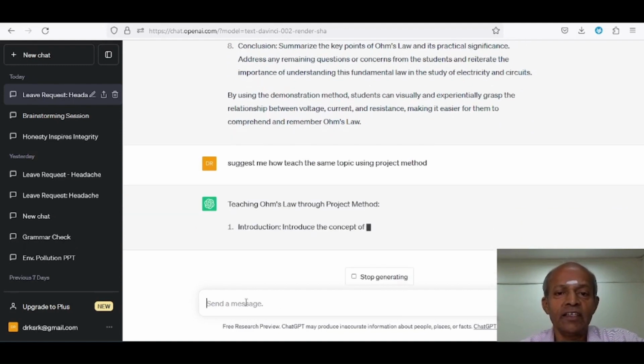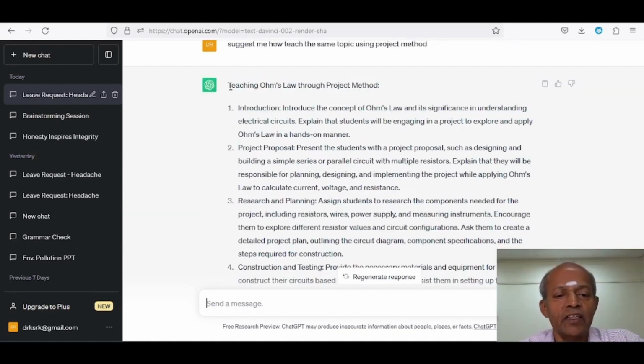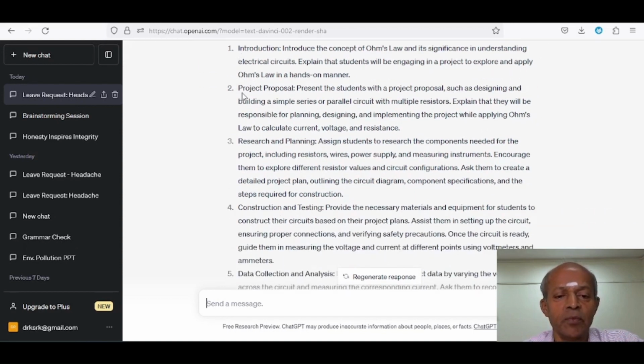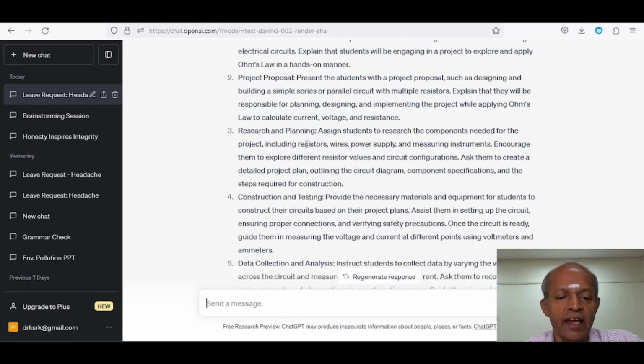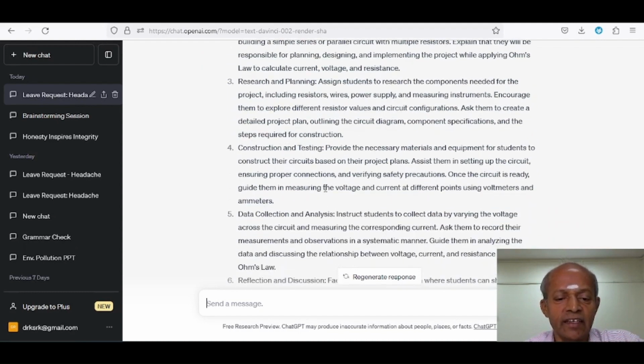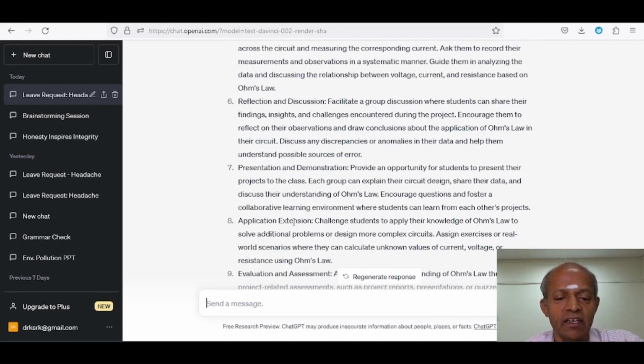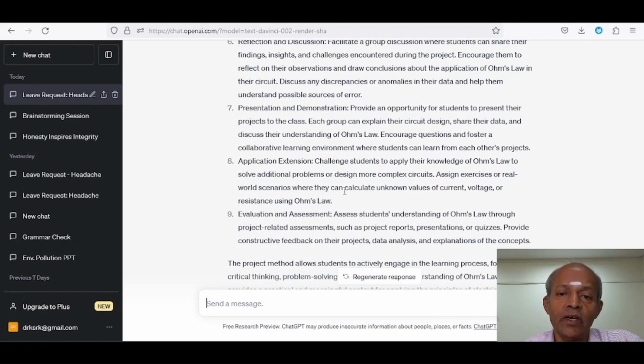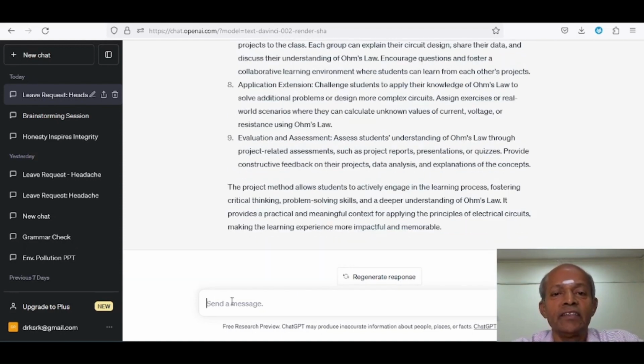Now the methodology is totally different, and we had given the prompt teaching Ohm's law through project method. We know that the project method has so many steps: introduction, the project proposal, research and planning, construction and testing, data collection, reflection, presentation, application, and so on. Now it has totally changed the methodology, and given a different methodology for teaching the same topic using the project method. That way, it is a very good tool for the teacher to teach topics with different methodologies.